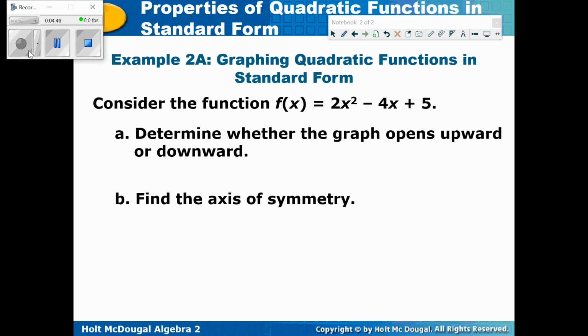All right. For this example, it says to consider the function f of x equals 2x squared minus 4x plus 5. Determine whether the graph will open up or down. If a equals a positive 2, that is a happy number, so it would open up.